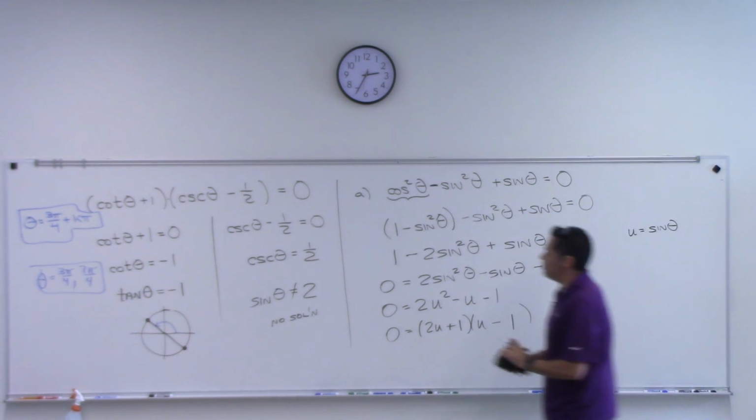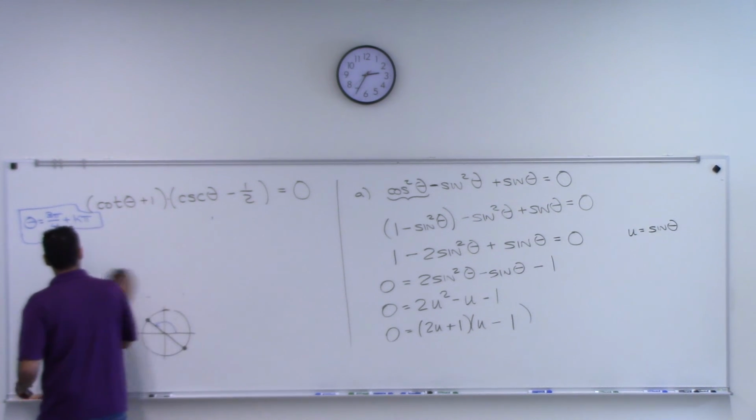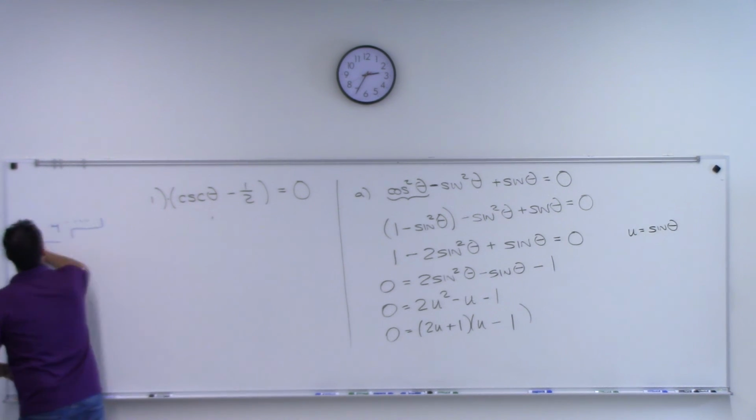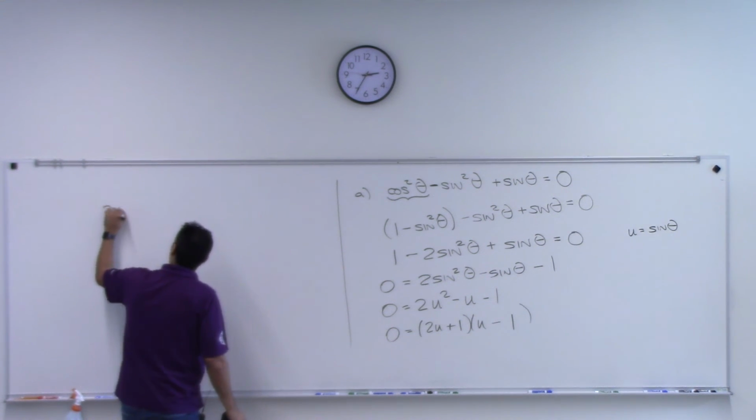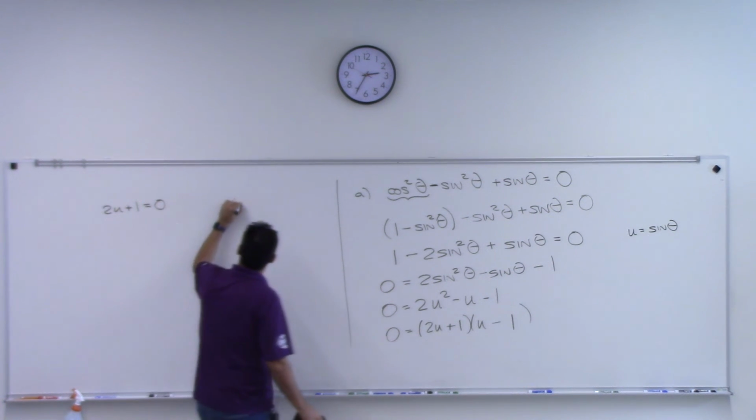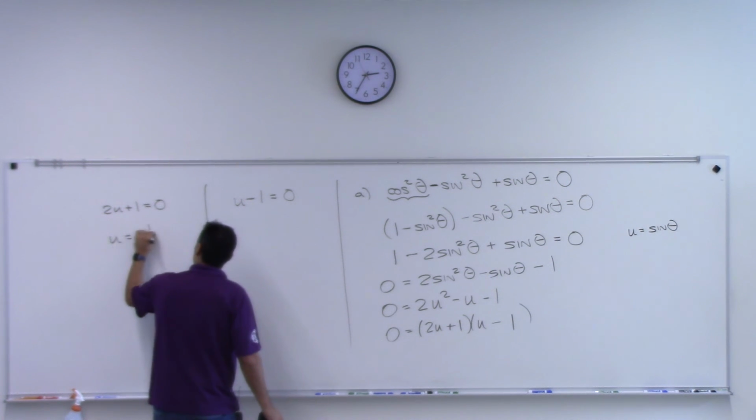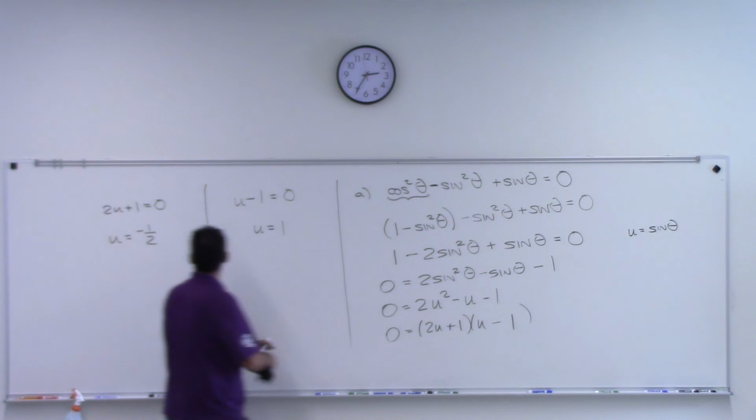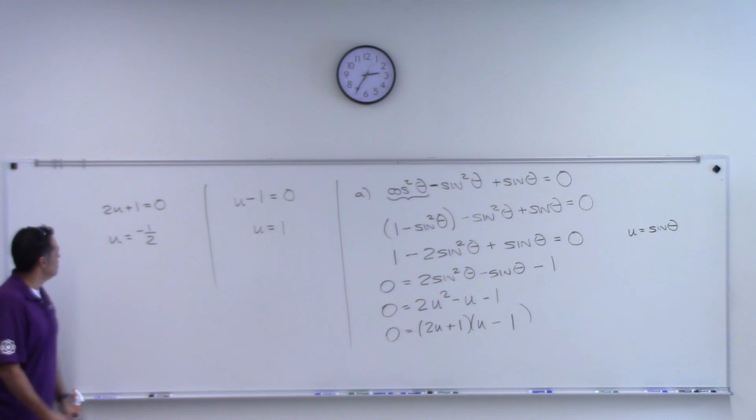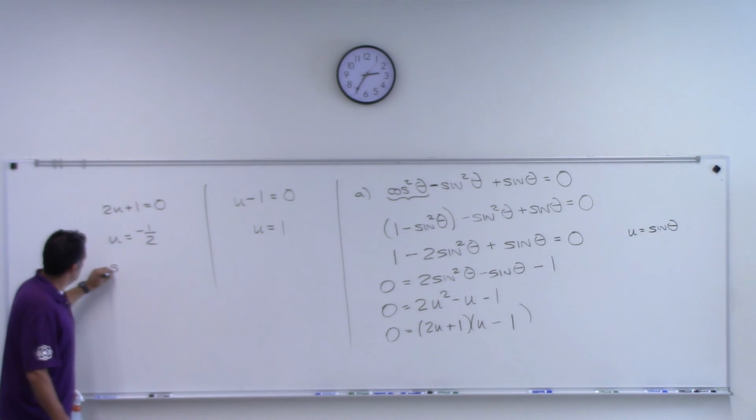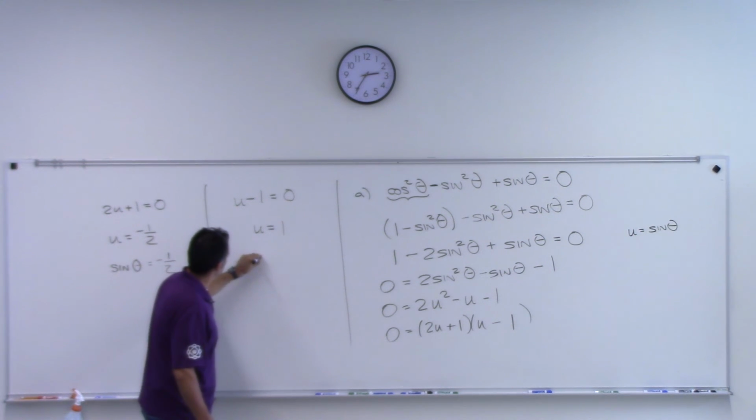And once I have that, then I set each of those factors equal to 0, right? So I set those both equal to 0. So 2u plus 1 equals 0. And then the other one is u minus 1 equals 0. All right, this one is u is negative a half. This is u is 1, right? Here, move the 1 over, becomes negative 1, divide by 2. Over there, just add 1. Okay, what was u? Sine theta. Sine theta is negative a half, and over here, sine theta is 1.